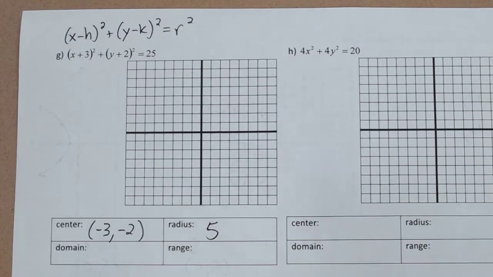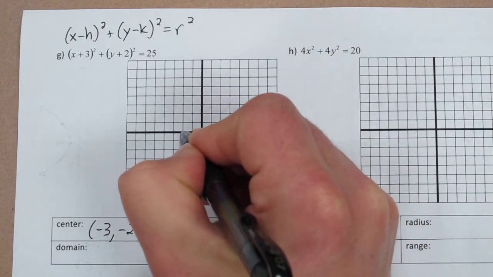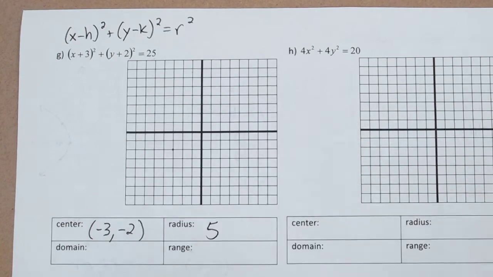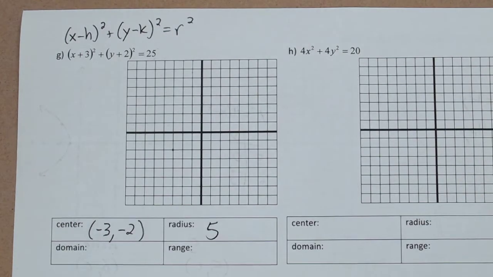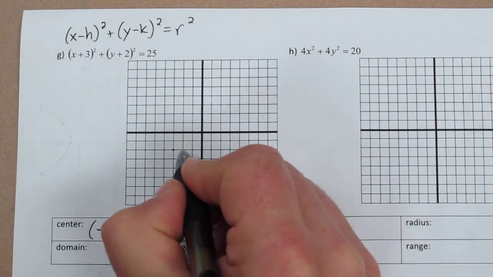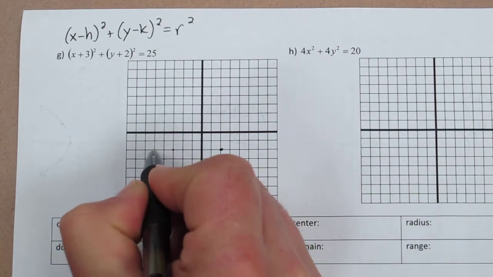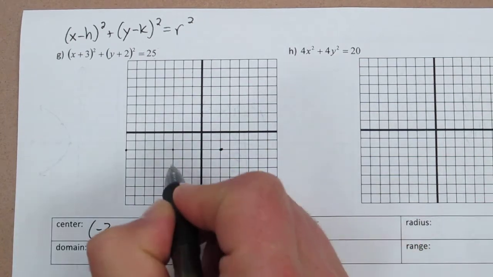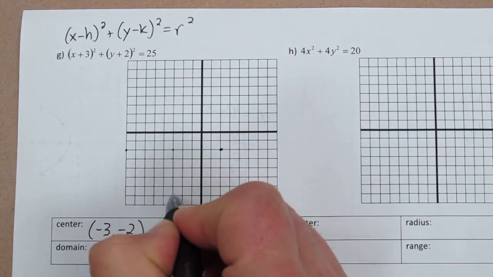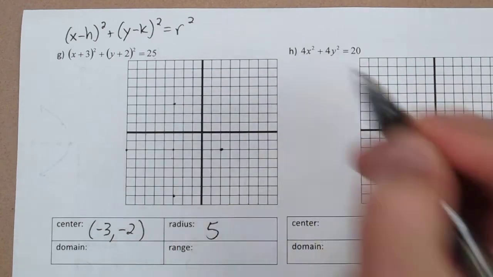If we go to (-3, -2) on our graph, and put our center, just a tiny dot, because it's technically not part of the circle, and then we go 5 units in each direction. 1, 2, 3, 4, 5. And again in each of the other directions.